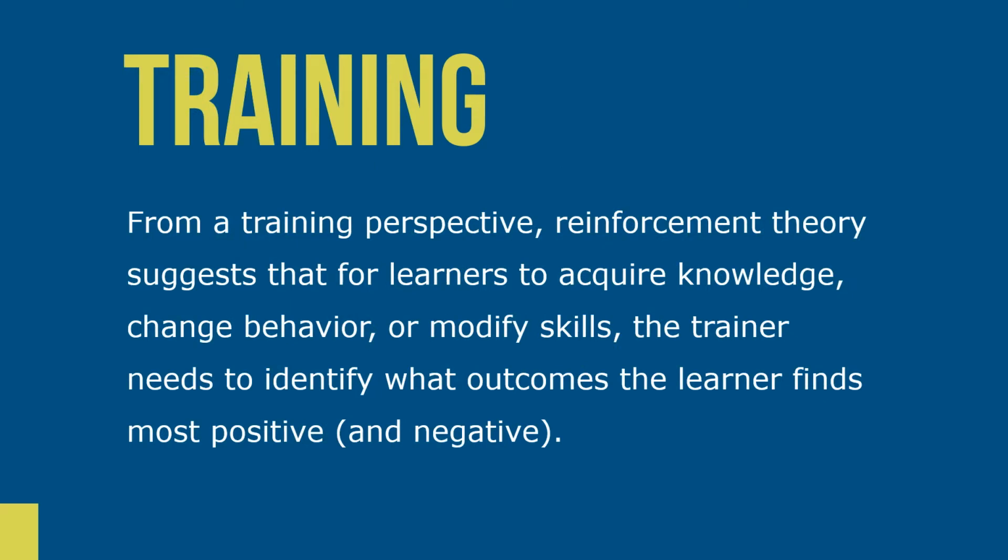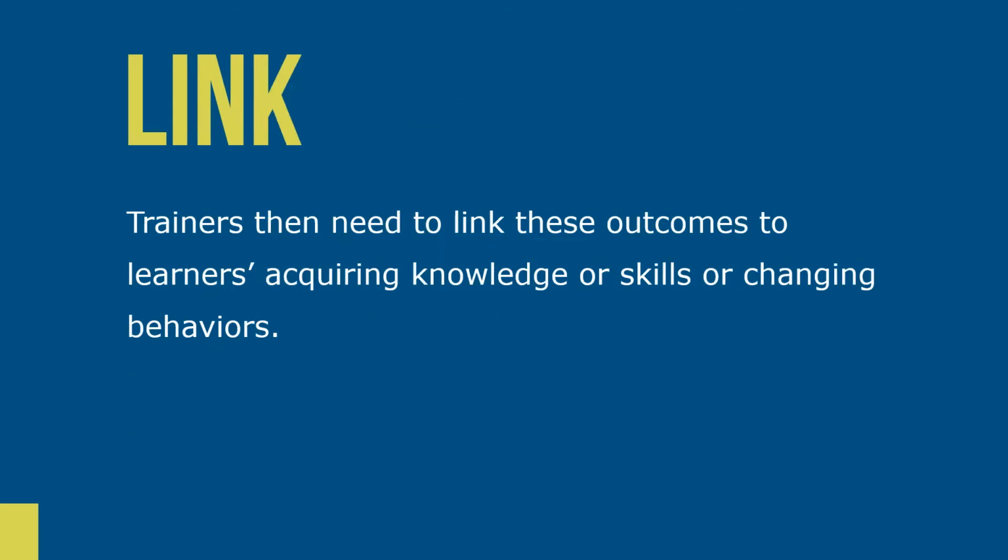From a training perspective, reinforcement theory suggests that for learners to acquire knowledge, change behaviors, or modify skills, the trainer needs to identify what outcomes the learner finds most positive and negative. Trainers then need to link these outcomes to learners acquiring knowledge, skills, or changing behaviors.